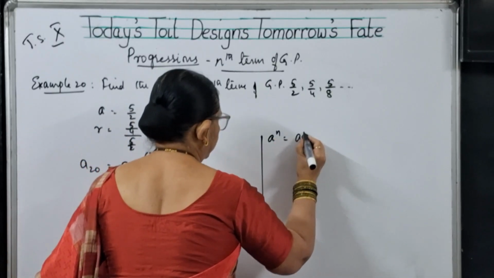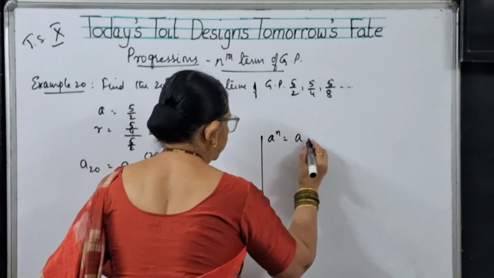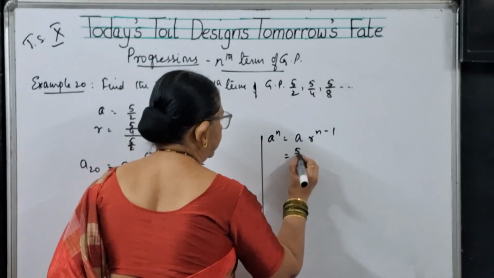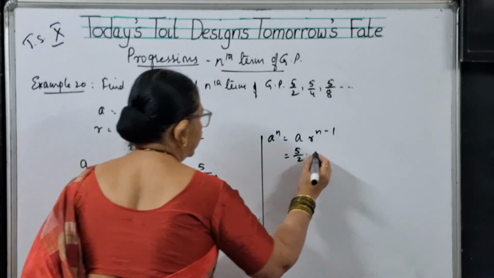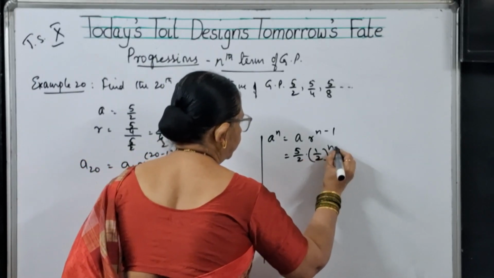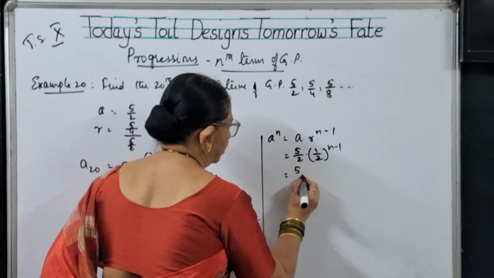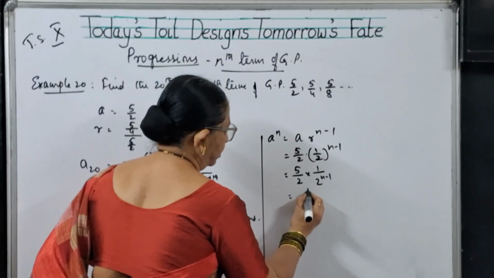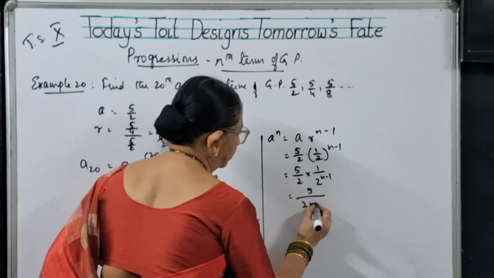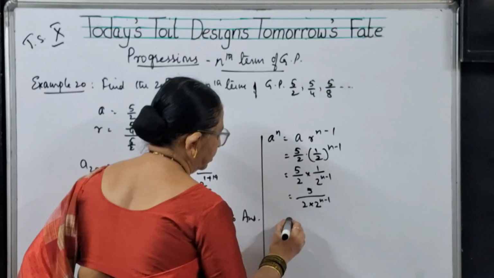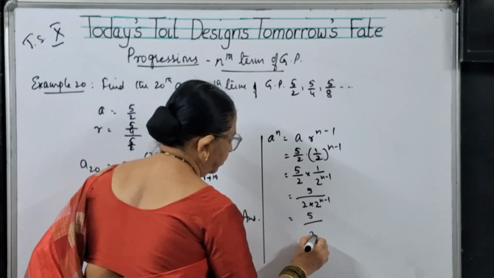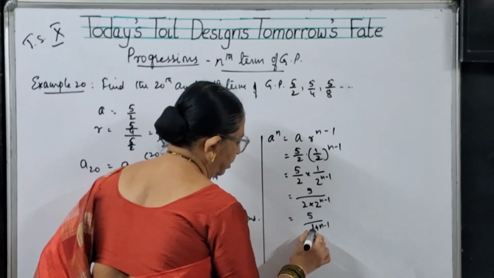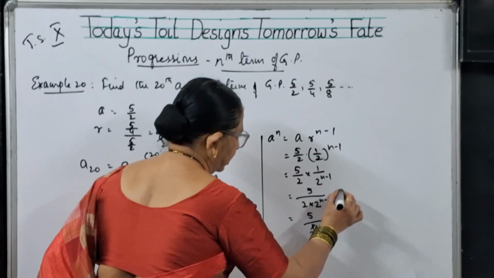An is equal to a into r to the power of n minus 1 is the formula. A is 5 by 2 into r. R is 1 by 2 whole to the power of n minus 1. That means 5 by 2 into 1 by 2 to the power of n minus 1. That is 5 by 2 into 2 to the power of n minus 1. That means 5 by 2 into, bases are same, power should be added, 1 plus n minus 1. Plus 1 minus 1 will get cancelled.